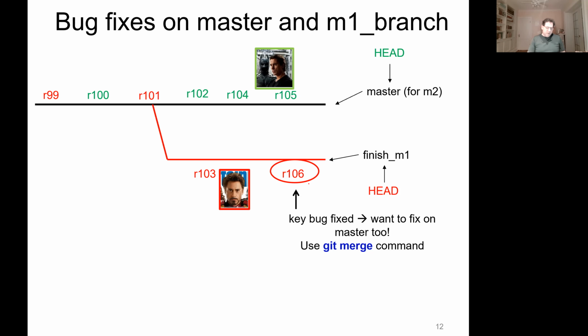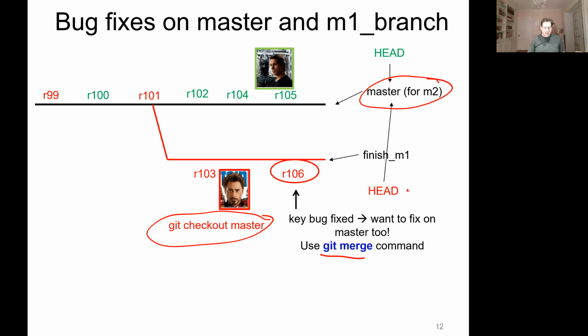So he could try to remember what are all the code changes he made and do them manually on the master, but that's inefficient. So he can use the git merge command to automate this. So what he does is first he does a git checkout master. This command basically updates his head pointer and his working directory files so that he's now pointing at the master. Okay, so he's left his branch of finish M1 and he's gone back to the master.